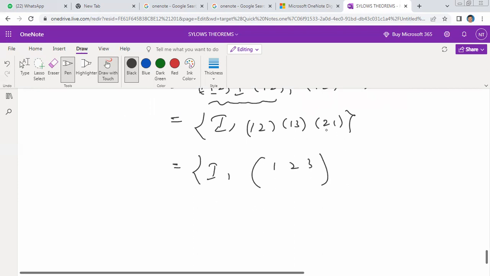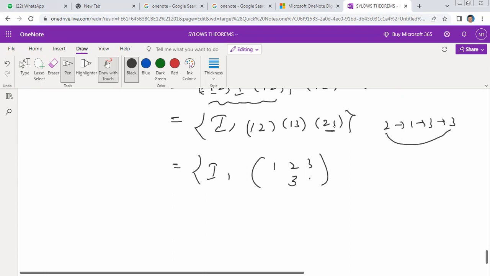Now start with the left. Right to left. 2 goes to 1. 1 goes to 3. 3 goes to 3. So automatically 2 goes to 3. 2 goes to 3. Right.